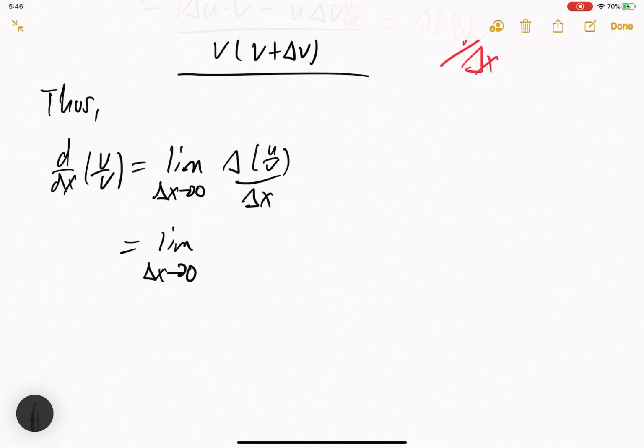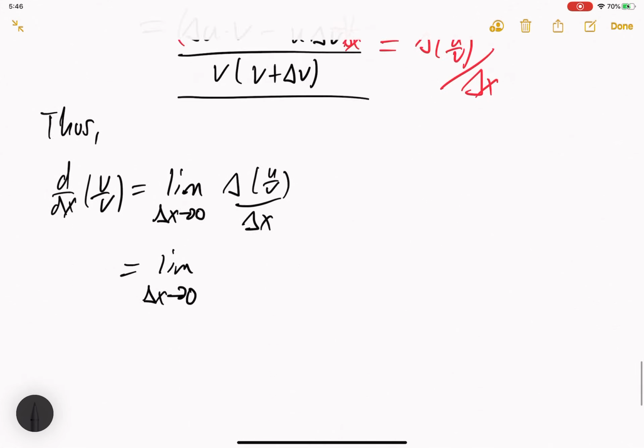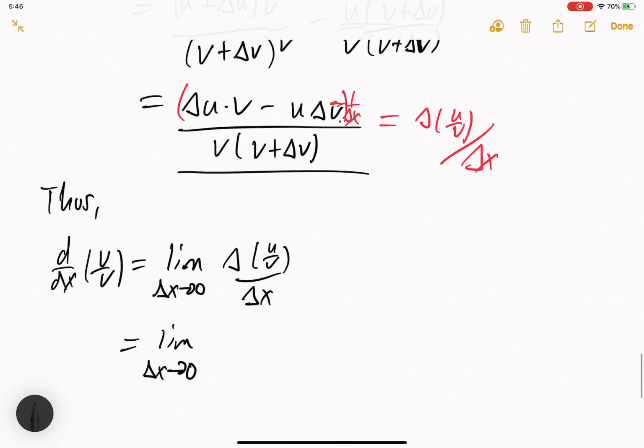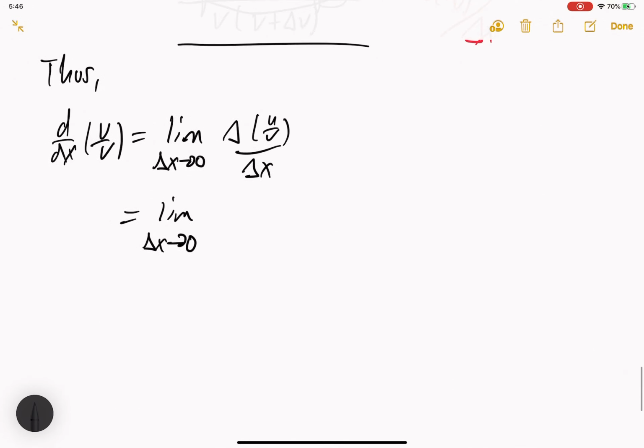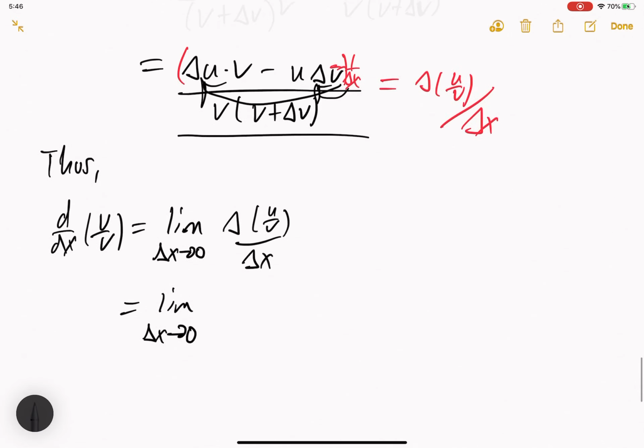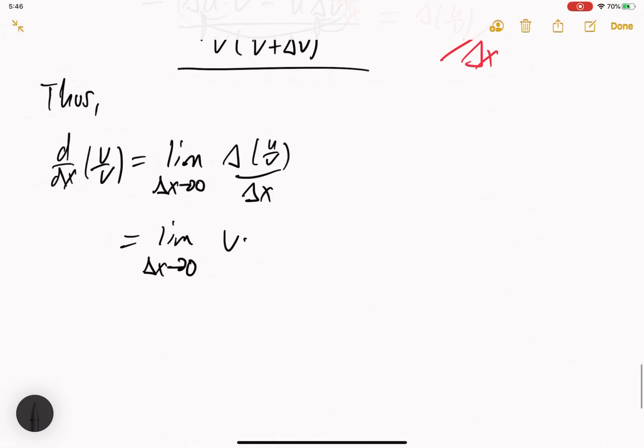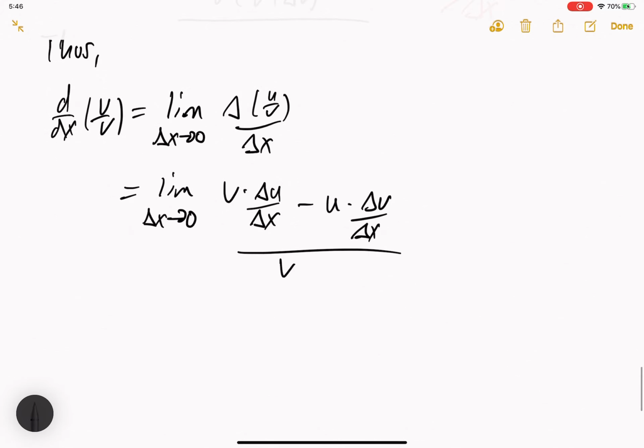So it's equal to the change in the ratio divided by the change in x. And now I'm moving this delta x to right here, and I'm moving this delta x right there. So I'm going to be distributing it in. So you get v times delta u divided by delta x minus u times delta v divided by delta x, divided by v times v plus delta v.